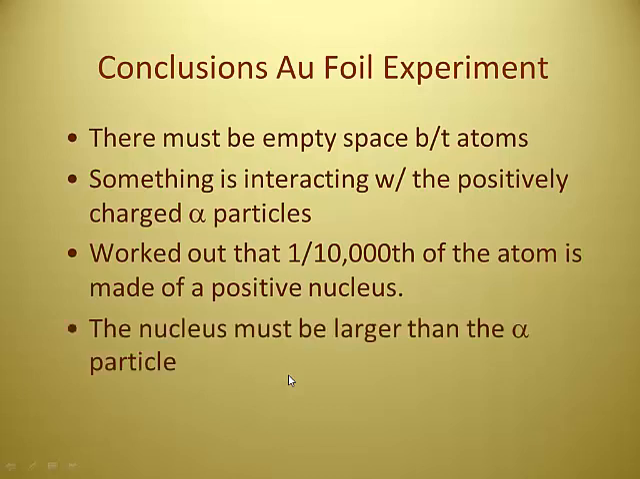One of the things that they came up with was that the nucleus has to be larger than the alpha particle because they knew the alpha particle had a bit of a charge, but not a lot. And they knew that the nucleus had a lot more charge because it wasn't actually getting deflected anywhere.